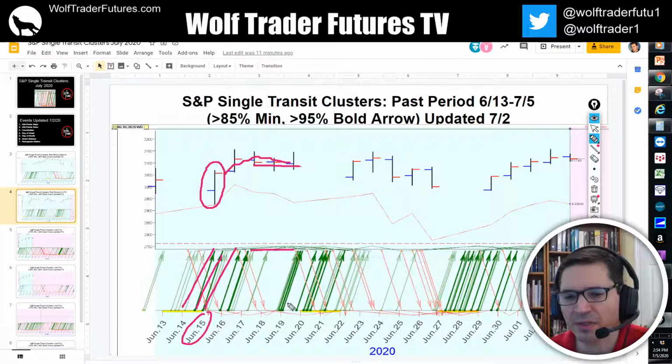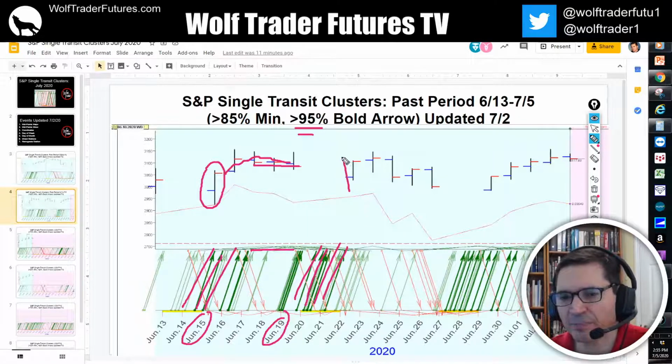But then on the 19th, you started to see more of these arrows, and again, these are 95% if these arrows are bold. You got a bunch of these up patterns, right? And the market did go up. Okay, and then notice that these green arrows disappeared, and you started to see some red arrows start to appear here.